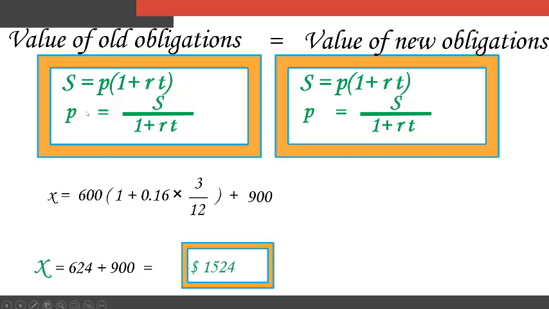We will use the formula S equals B times 1 plus rt for the old obligations. Also, the amount of new obligations is B times 1 plus rt for new obligations. And to get X, the value of new equals the value of old: $600 times 1 plus 16% times 3 over 12, plus $900. So X equals $1,524.